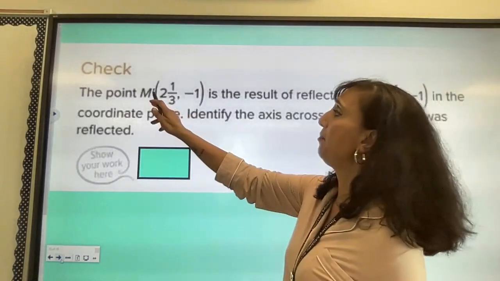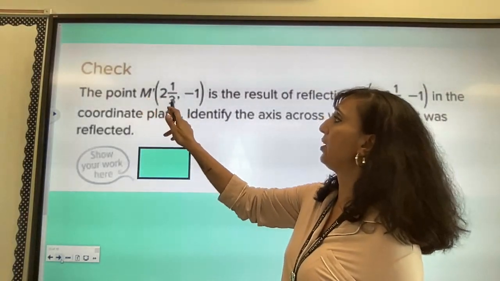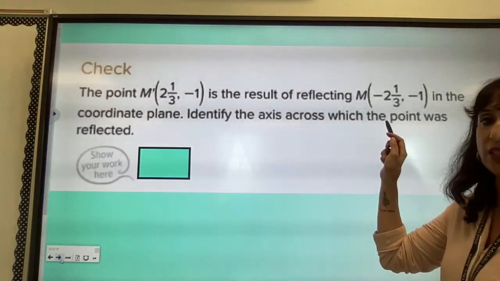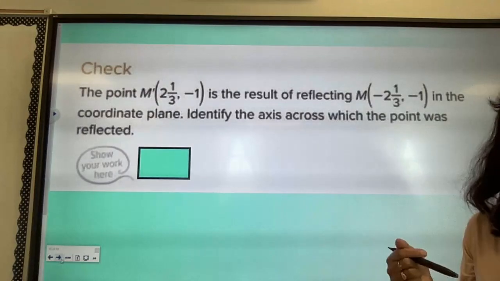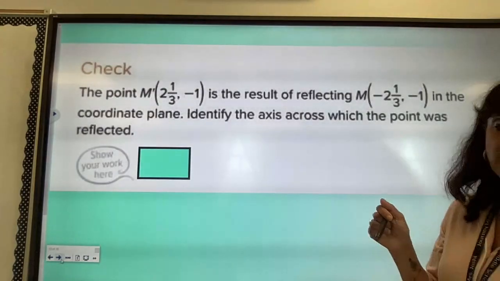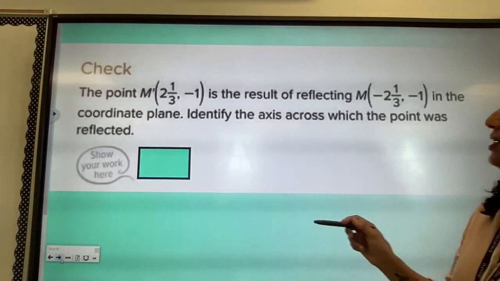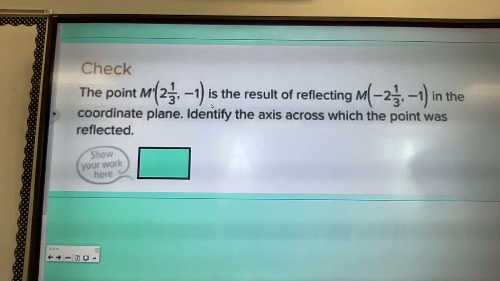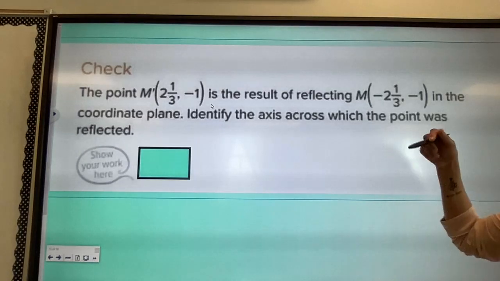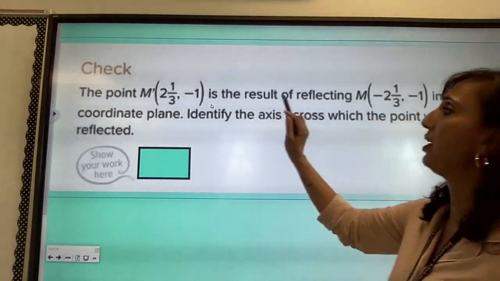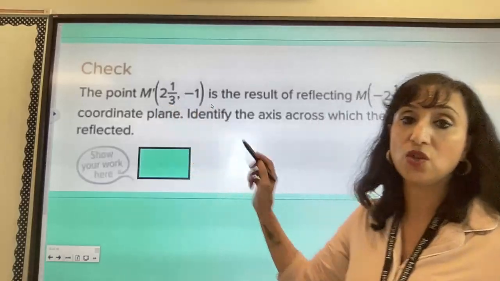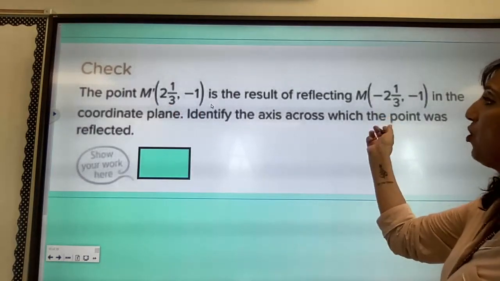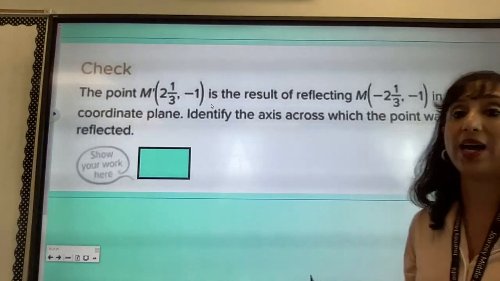The point M', with the reflection (2 1/3, -1), is the result of reflecting M, which is (-2 1/3, -1), in the coordinate plane. So identify the axis across which the point was reflected. So when I'm looking at this, what do I see? I see that the y coordinates are the same. They are both negative 1. All right, and the x coordinates are the opposite because this is negative 2 1/3 and that is a positive 2 1/3. So because the y coordinates are the same, the point M was reflected across the y-axis.